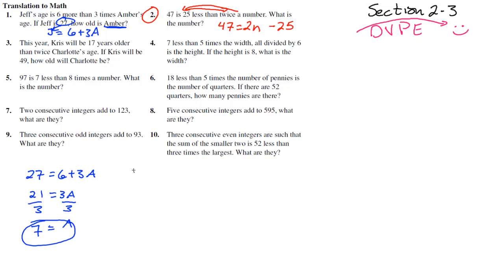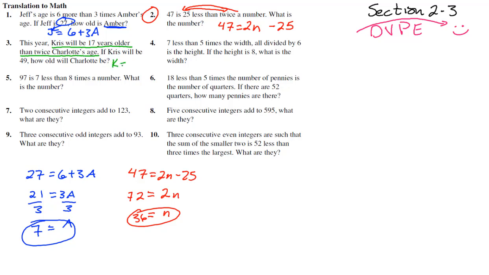Let's pull it down here and write that down. 47 equals 2n minus 25. Add 25 to both sides. 2n equals 72. Divide by 2, and we get n equals 36. Excellent. Number 3. This year, Chris will be 17 years older than twice Charlotte's age.